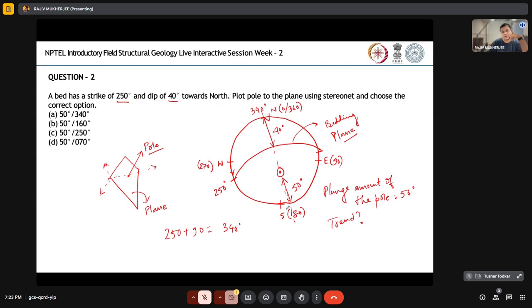Then what is exactly opposite to 340? So we need to subtract 180 degrees, and that would get me 160 degrees, right? So 180 plus 160 is 340. So this direction is 160 degrees. So obviously the pole would plunge towards 160 degrees, and this will be the correct answer, option B.